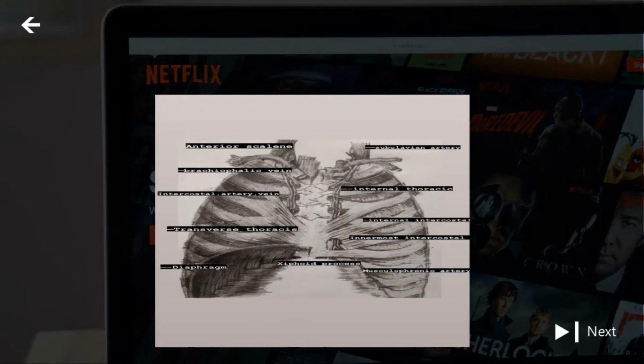Here is an example image of the thoracic wall. On our right side, you can see here the anterior scalene, the diaphragm, the transversus thoracis, the intercostal artery and vein. While on the left side, we have here the subclavian artery, the internal thoracic, and the internal intercostals.